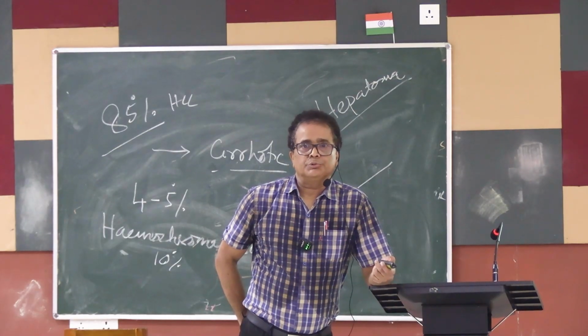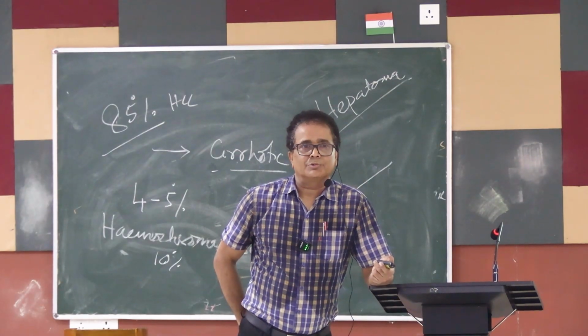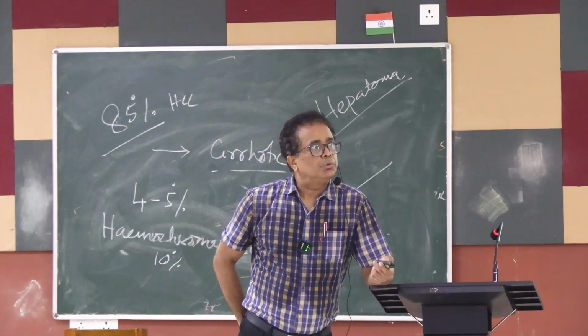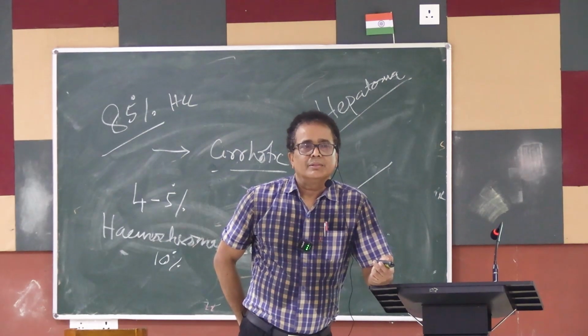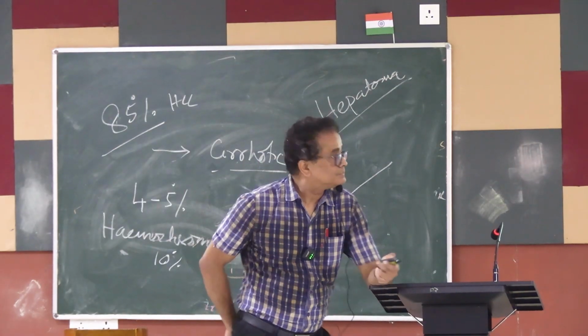So alcohol abuse can ultimately land up in hepatocellular carcinoma. Any autoimmune disease that causes, like, primary biliary cirrhosis, can also develop into cirrhosis and hepatocellular carcinoma.